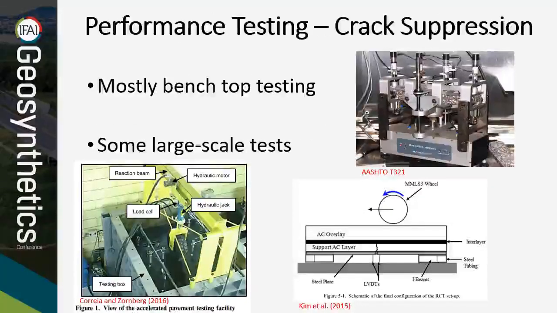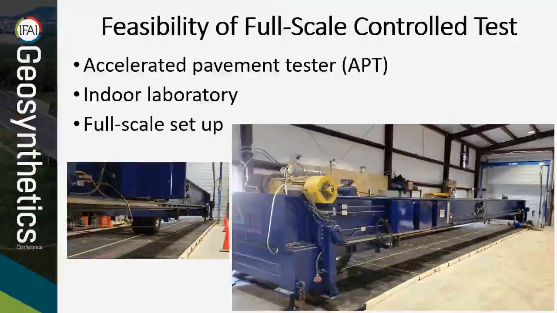Related to crack mitigation, a variety of tests have been used to evaluate the performance of these types of products. Most are benchtop size, but more recently, large-scale tests have also been used. TRI owns and operates a large controlled laboratory facility to evaluate the performance of full-scale pavement simulations. Featured here is TRI's Accelerated Pavement Tester, or APT.